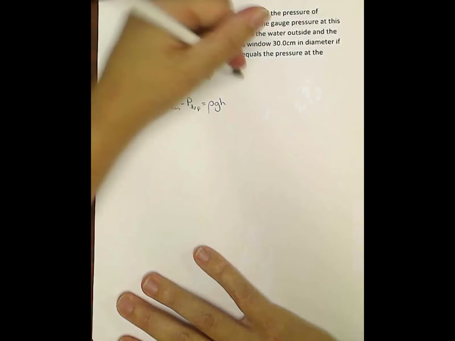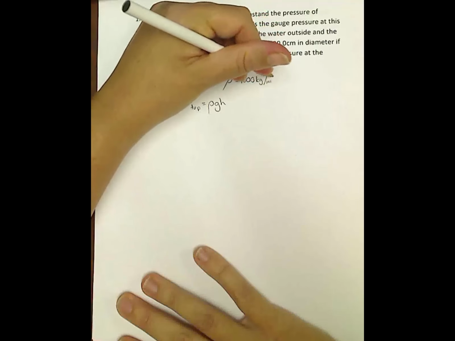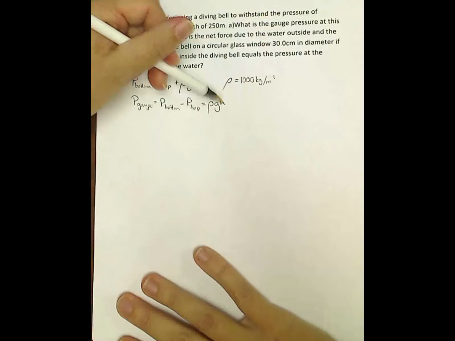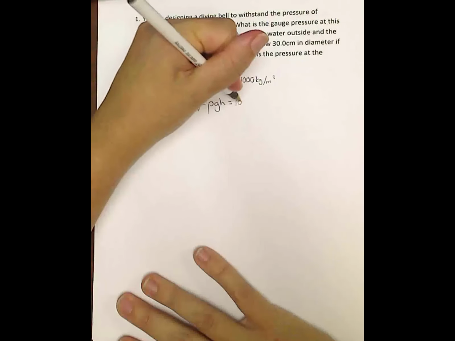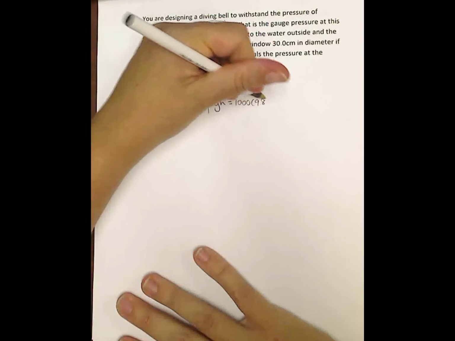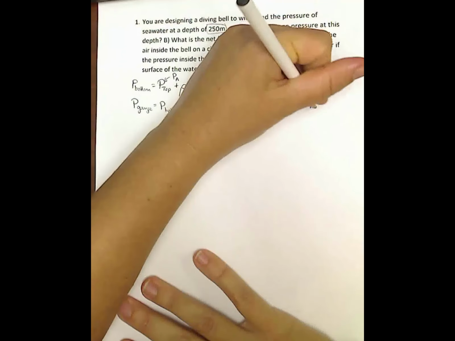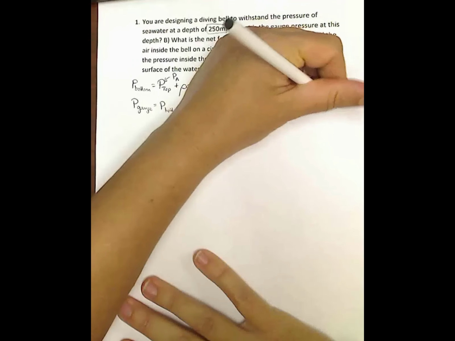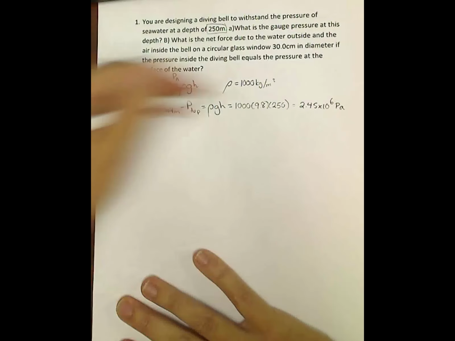The density of water is well known. That's 1,000 kilograms per cubic meter. g is 9.8, and we know h is our depth of 250 meters. So we just plug all that in, 1,000 times 9.8 times 250. We get 2.45 times 10 to the 6 Pascal. So that's quite a high pressure. Atmospheric pressure is 1 times 10 to the 5, so this is about 25 times atmospheric pressure. Alright, so that's our answer for part A.